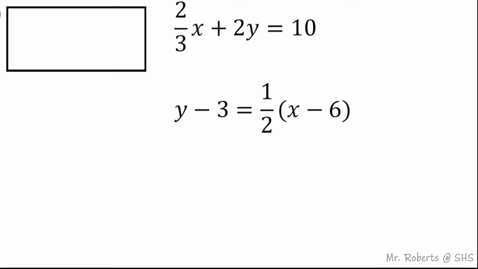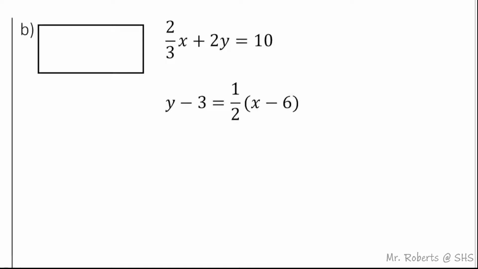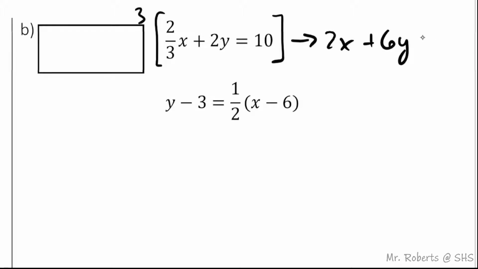We may not find anything quite as nice as we did with part A, but looking at this top equation, I'm just going to use fraction busters and get rid of the 3. I'm going to rewrite this, multiplying every single term by 3. This is going to give me 2x plus 6y is the number 30. I don't know if that helped me.